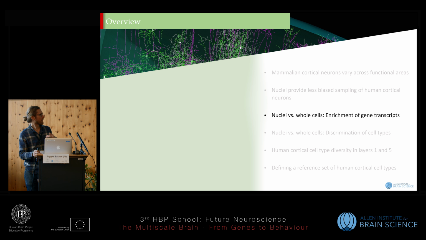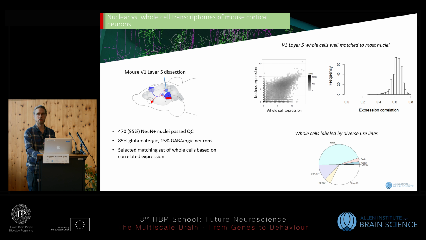So now I want to switch from human back to mouse, where we are able to compare what we're getting from nuclei to the whole cells. So Vilas already showed you this schematic of the mouse brain. This now is a dissection just of layer 5 of primary visual cortex, and we're able to isolate about 470 NeuN positive nuclei. About 85% of those were excitatory and 15% were inhibitory.